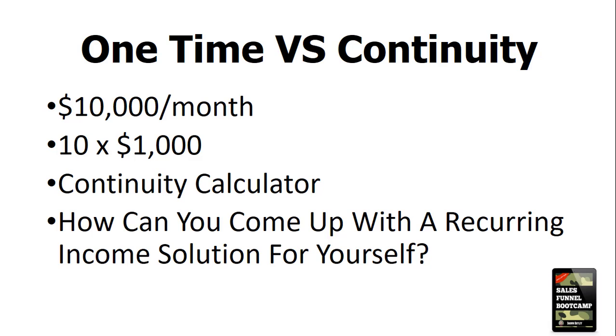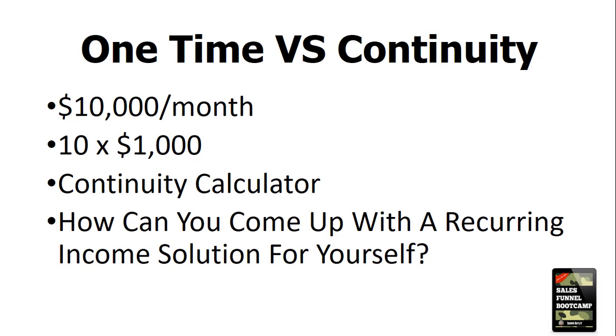One-time versus continuity. What do I mean? That's a weird title, eh? So one-time versus continuity, what we're talking about is making one-time sales versus continuity products, right? So we're going to have a little fun today and talk about some numbers and just look at something juicy like $10,000 a month, right? Sounds pretty good. Most people would like to make $10,000 a month.